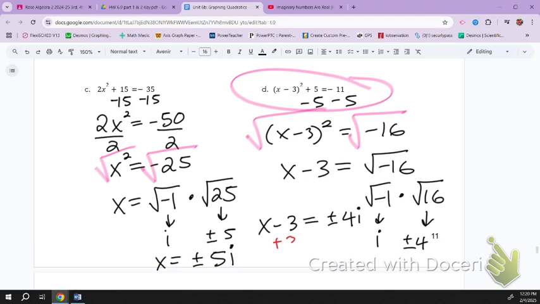That's okay. We can just add 3 to both sides. Our answer is complex. It has a real part and it has an imaginary part. That's it. We're just getting x alone.